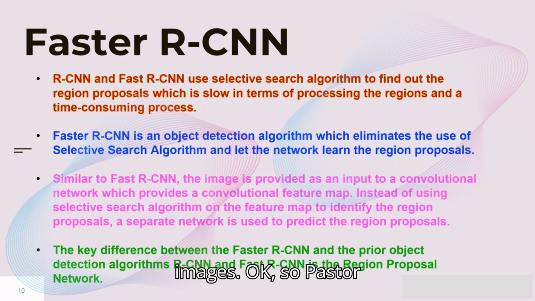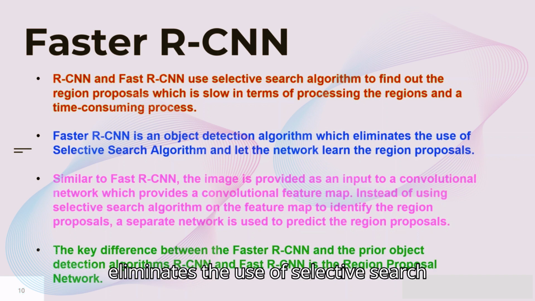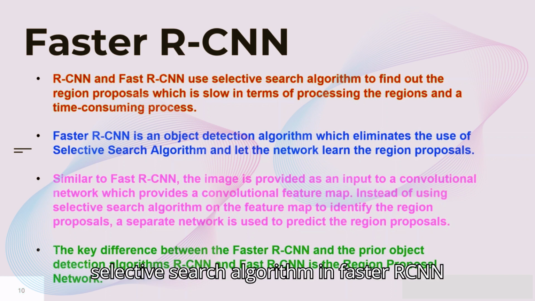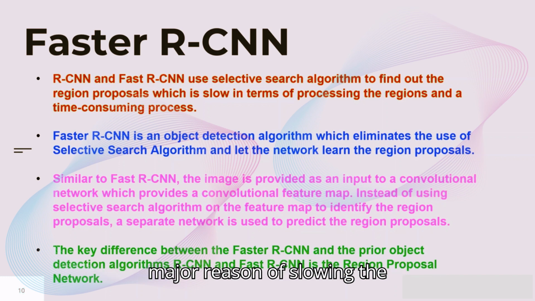So Faster RCNN is an object detection algorithm which eliminates the use of the selective search algorithm and lets the network learn the region proposals. We don't use selective search in Faster RCNN because it is the major reason for slowing the processing in RCNN and Fast RCNN.